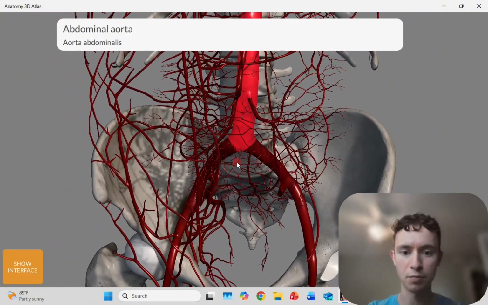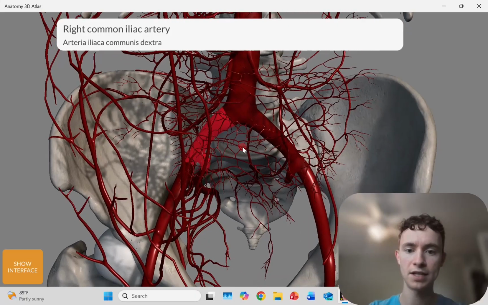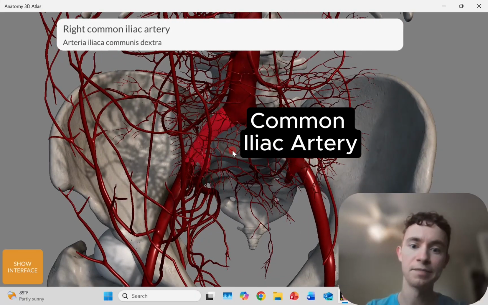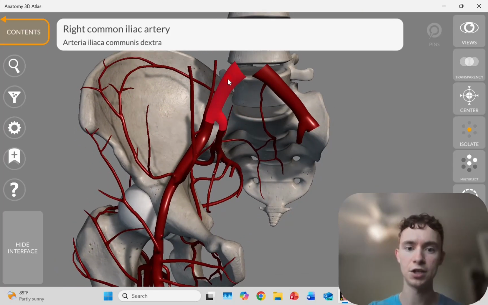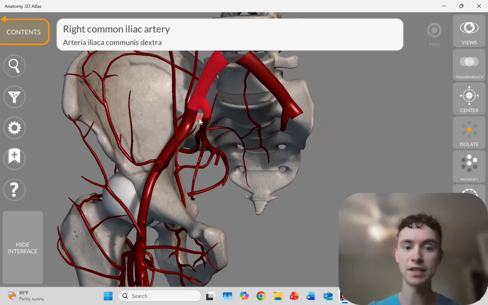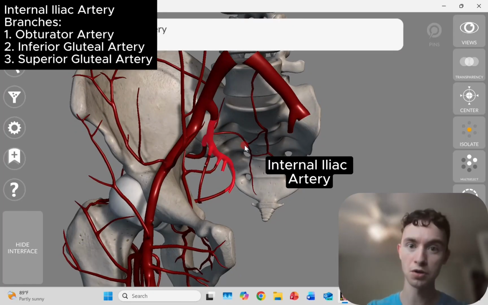This is the bifurcation point, and it'll split into the right and left common iliac artery. Continuing with the common iliac artery, this artery will then come down and continue down through the pelvic girdle and split into the external and internal iliac artery. Right now we're going to focus on the internal iliac artery.